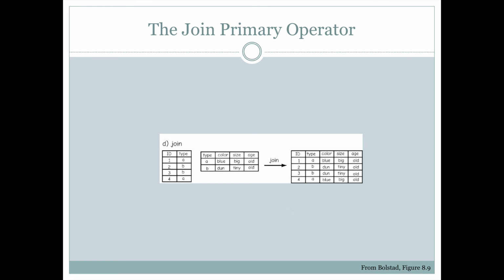So join is a fairly straightforward operation, but it's a really important one in GIS because we do it all the time.